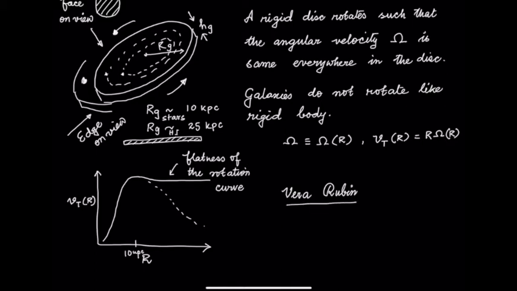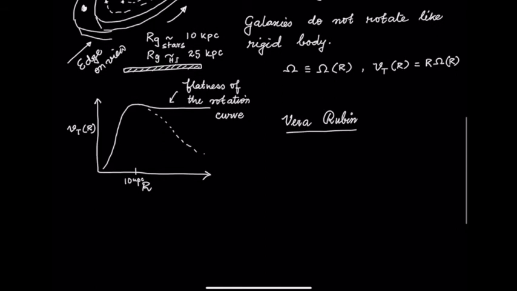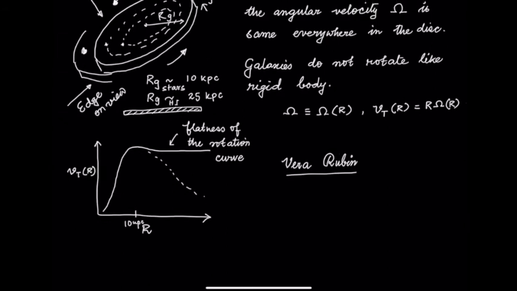and later it was hypothesized that the dark matter is the culprit for having this. Okay, so having said that, this is important because this also tells you that the stars and the gas are rotating in almost circular orbits. So that is important, that they are rotating in almost circular orbits.